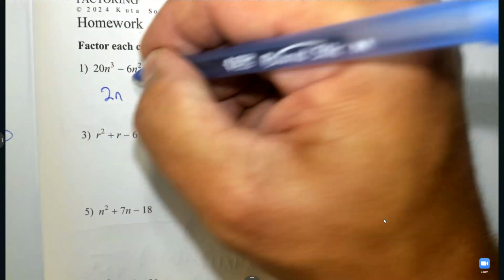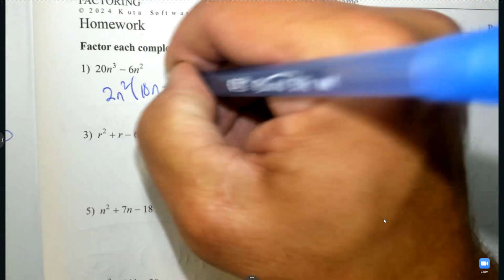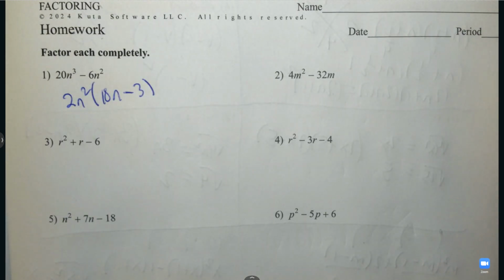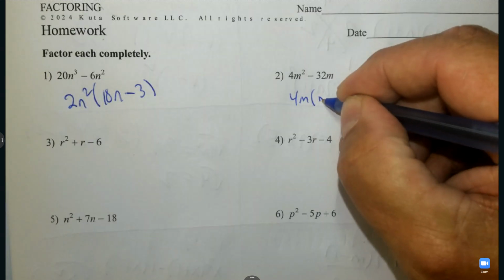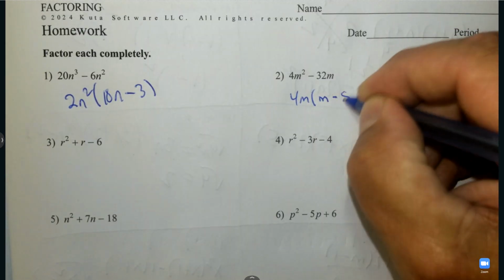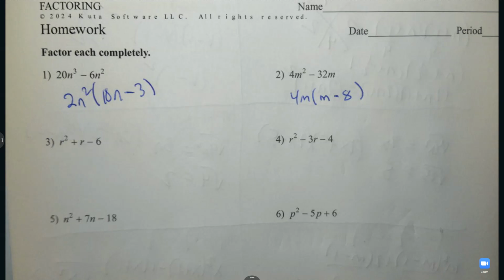So number one, we're going to factor out a common factor. What they both have in common is a 2 and an n squared, and then divide, and you get 10n minus 3. If I look on the right side, I know it's blurry. It'll come back. Again, I'm going to factor out a 4 and an m. That's what they have in common, and I'm left with m minus 8. That's the greatest common factor.